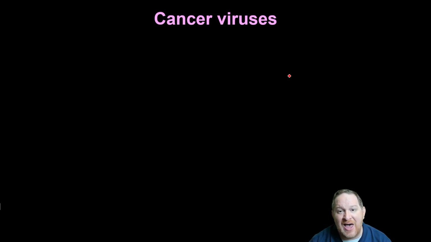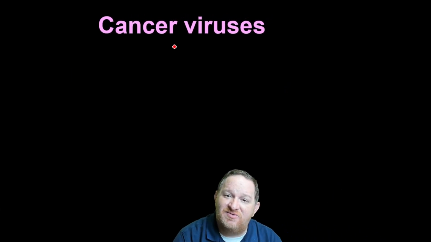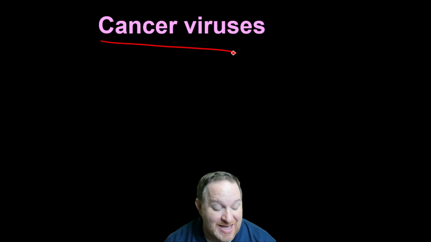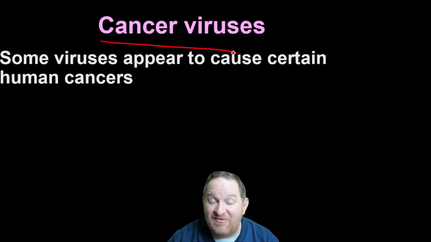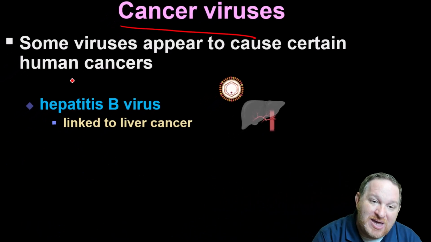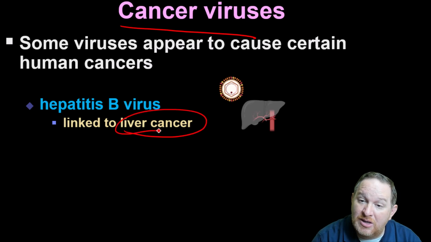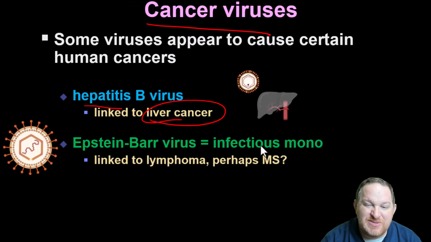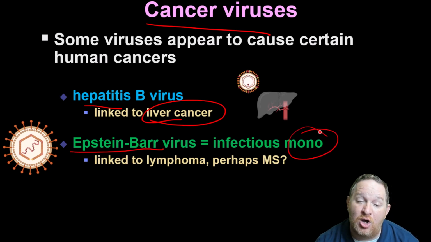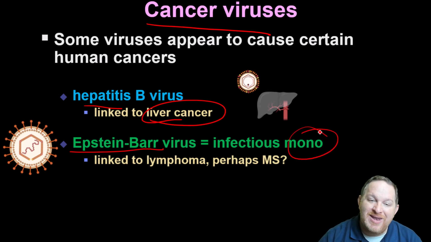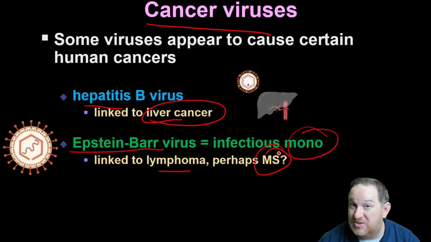All right, last slide. I want to talk to you about the last class of viruses, which are viruses we know can cause cancer. There are several viruses which are now appearing to cause certain human cancers. Hep B, we know, is linked to liver cancer. There is a vaccine, by the way, for hepatitis B that you could get. Epstein-Barr, which you've probably heard of as mono: if you get mono, you've got the Epstein-Barr virus. We're finding more and more that this is linked to some lymphomas and perhaps even multiple sclerosis.